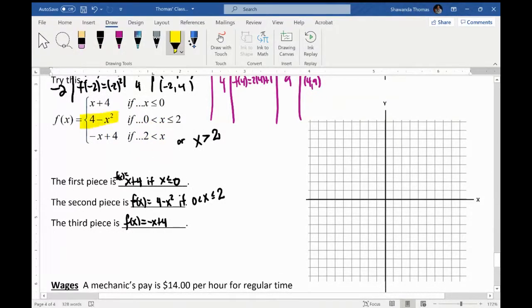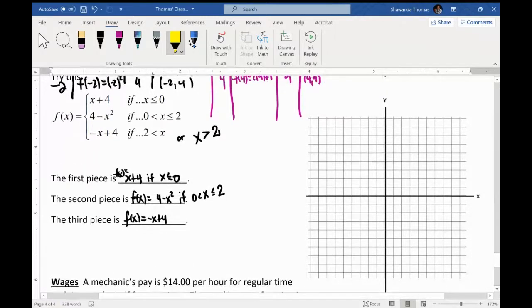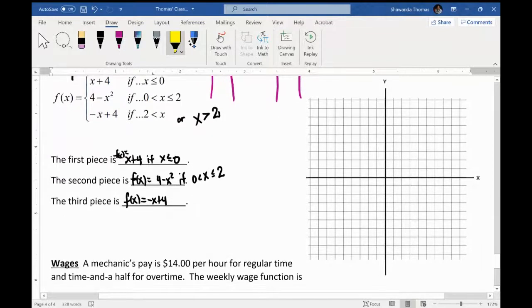Okay. The second piece, here's another question. What shape is that going to be? Quadratic. Yep. Quadratic is going to look like a piece of a U. It's going to curve a little somewhere. All right, so we just have to keep that in mind.